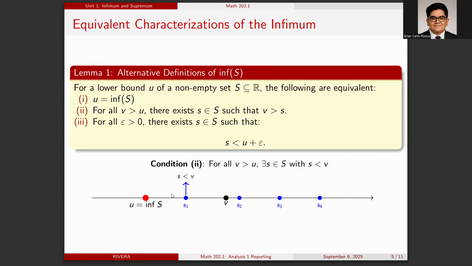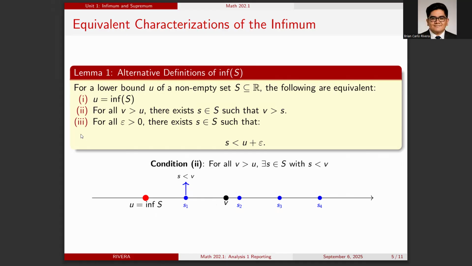here, the only reason why I put a picture here is because this is the one that I'm going to use in the proof of the problem. So there's a number s, which is s1 in this picture. It's less than V, the number V that we chose, and it's greater than U, essentially. So it's in the middle.